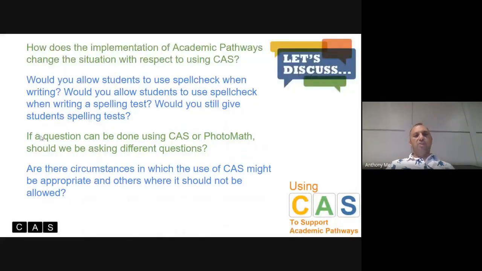This is actually a question that was originally posed by Dan Meyer, and others have asked similar things. The third one on this page says, if a question can be done using computer algebra systems or Photomath, should we be asking different questions? If we're asking questions that are really about calculation, maybe we need to rethink that a little.